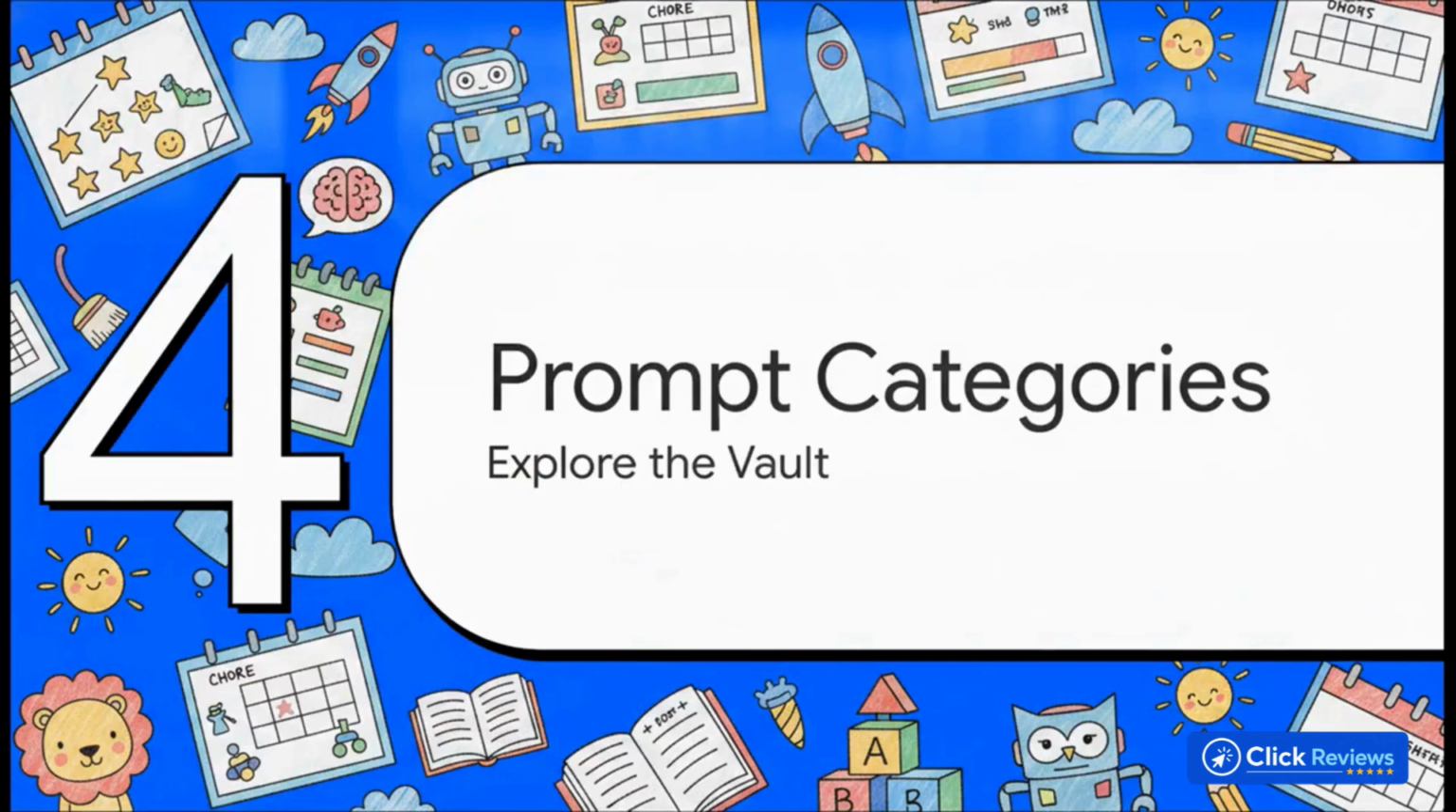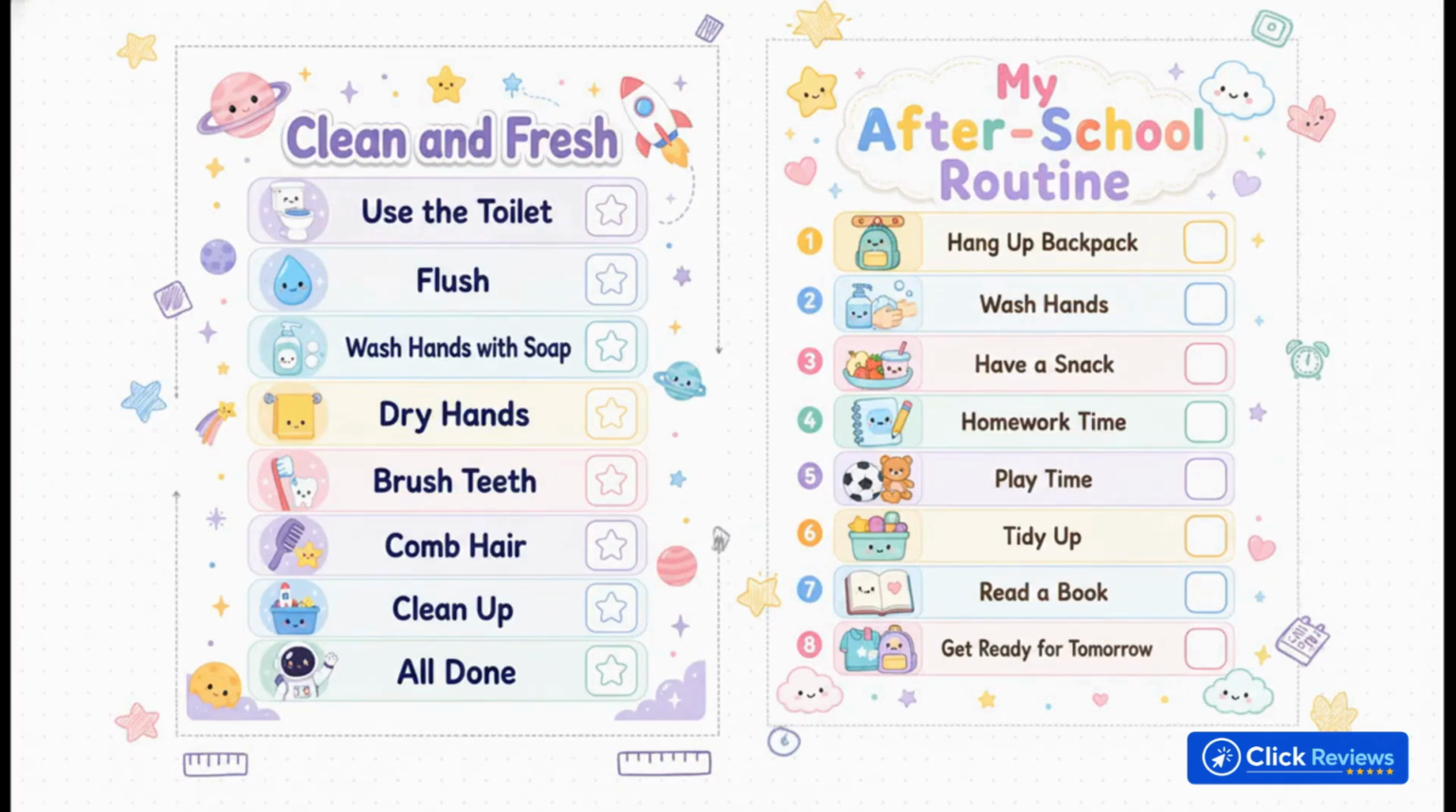Section 4, inside the prompt categories. Let's do a rapid-fire showcase of what you can actually make with this system. Now, what's really interesting here is the incredible level of structure. Check out the clean and fresh hygiene chart and the after-school routine. You immediately see the perfectly organized checklists, the clean, super readable text, and the flawless spacing.